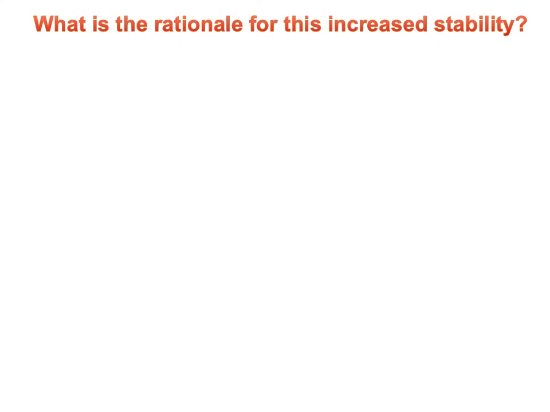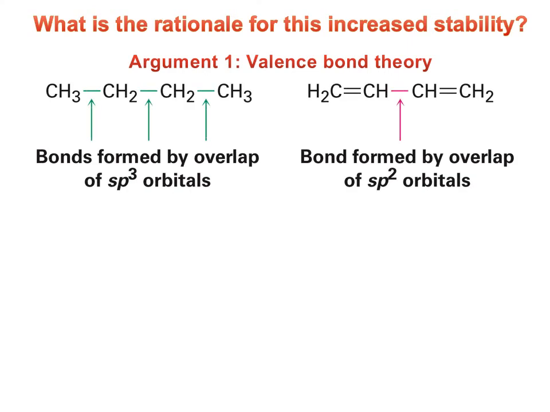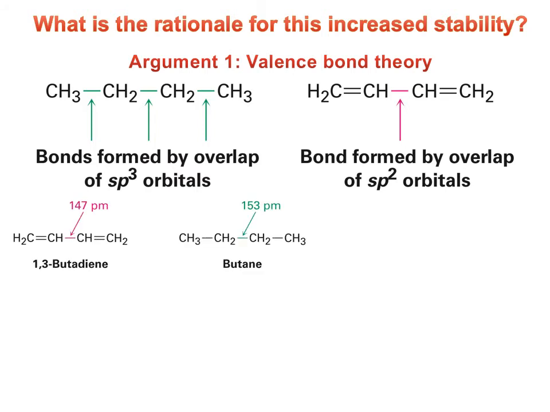So what is the rationale for this increased stability of conjugated dienes? The first argument we're going to use, and really the only one we'll discuss, is valence bond theory, which is really just thinking about hybrid orbitals. So if we look at butane, which is fully saturated, these bonds are all formed by overlap of sp3 orbitals. By comparison, 1,3-butadiene here is formed by overlap of sp2 orbitals, right?